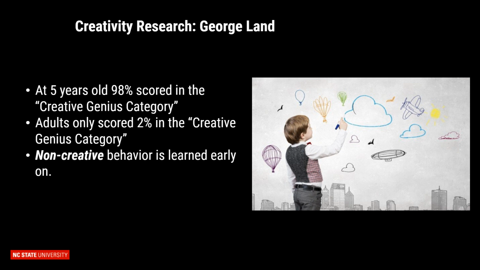At 5 years old, 98% scored in the creative genius category. At 10 years old, 30% scored in the creative genius category. And at 15 years old, 12% scored in the creative genius category. Compared against the same test given to 280,000 adults, only 2% of those adults scored in the creative genius category. Land concluded that non-creative behavior is learned early on.